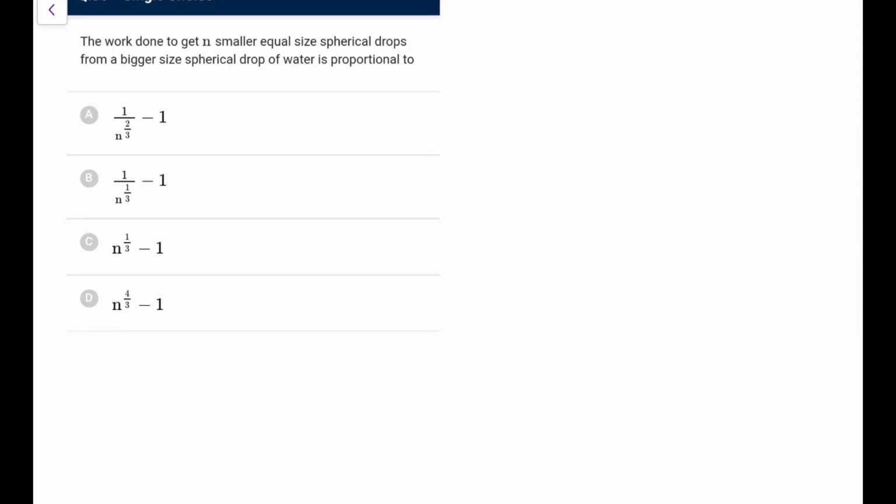The work done to get n smaller equal size spherical drops from a bigger size spherical drop of water is proportional to, okay, so we have a single drop and now we break it into n small drops. Now what would this work be proportional to? First of all, the volume equation: 4 by 3 pi R cube would be n into 4 by 3 pi r cube. So you can write capital R as n to the power 1 by 3 times small r, first thing.